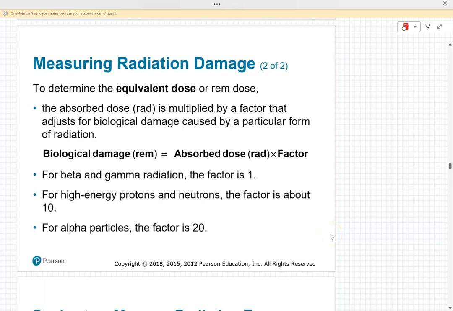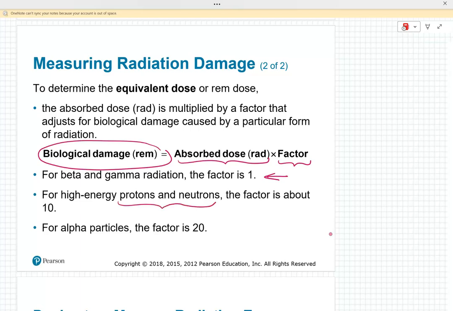So, to calculate the degree of the damage, you need to multiply the dose by a certain factor that is different for different types of radiation. So, for beta radiation and gamma radiation, the factor is 1. Okay? So, absorbed dose is the same as biological damage. High energy protons and neutrons.